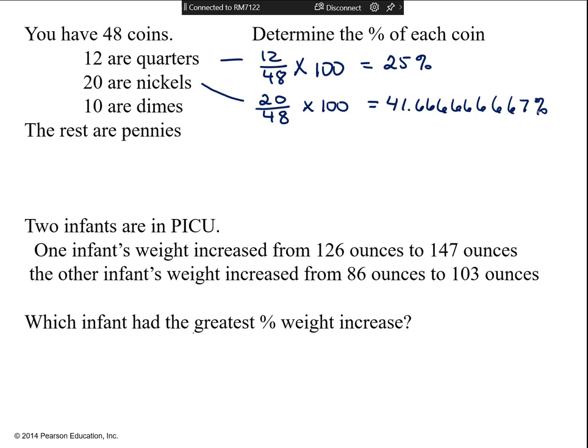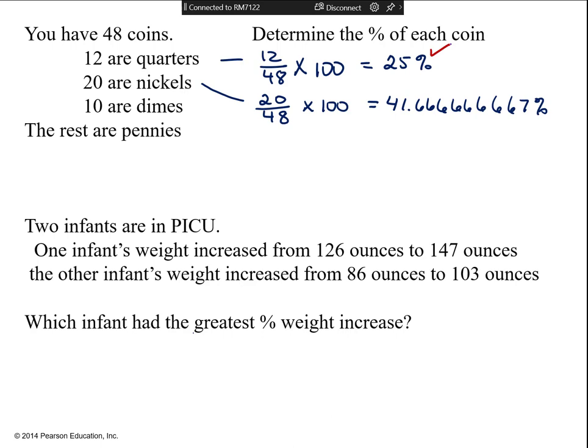Let's apply significant figures in these numbers. So for the first one, 25%, my measured numbers are 48. How many significant figures? 2. 12. How many significant figures? 2. 25%. How many significant figures? 2. So I'm all good with that, right? So this is the right number of significant figures.